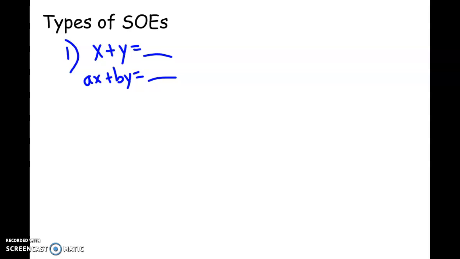All right, now let's talk about the different types of systems of equations, because that's huge when it comes to solving them. The first type follows this format here, where we have x plus y equals a number, and then we have ax plus by equals another number. Now the thing is, these equations are representing different units. And so my classic example for this is a basketball game.